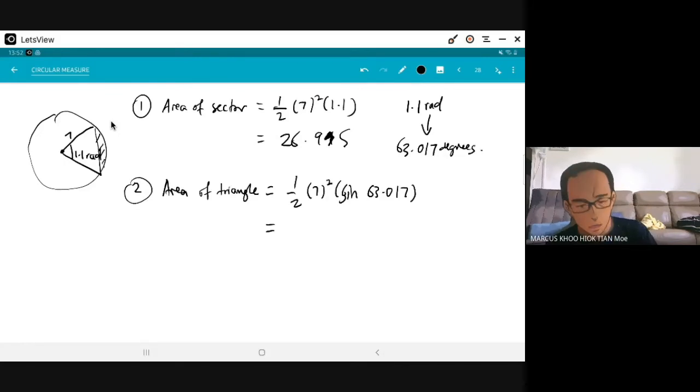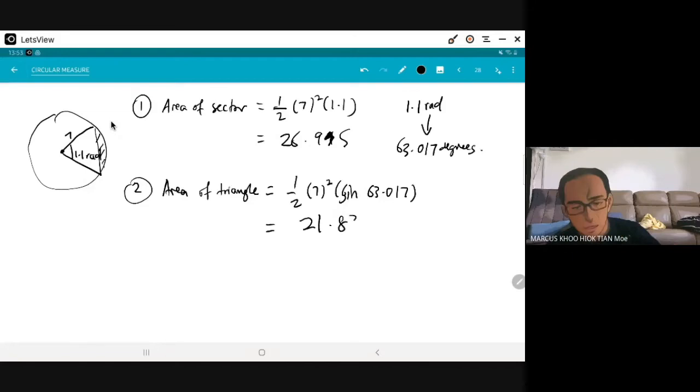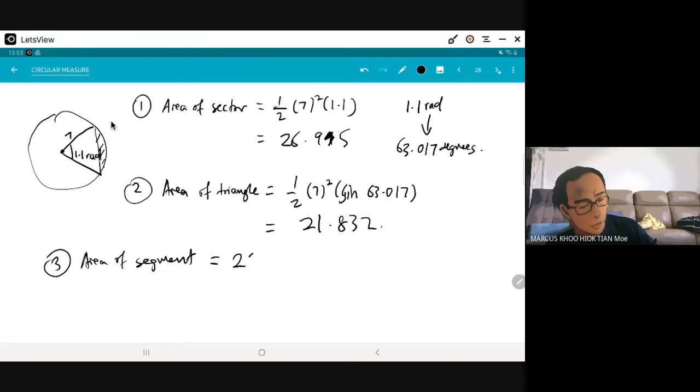Times 7 squared times half. It's normal. 21.832. Okay, 21.832, assuming that Eldon is correct. So the area of the segment is equal to 26.95 minus 21.832. Okay, and then you will get your final answer.